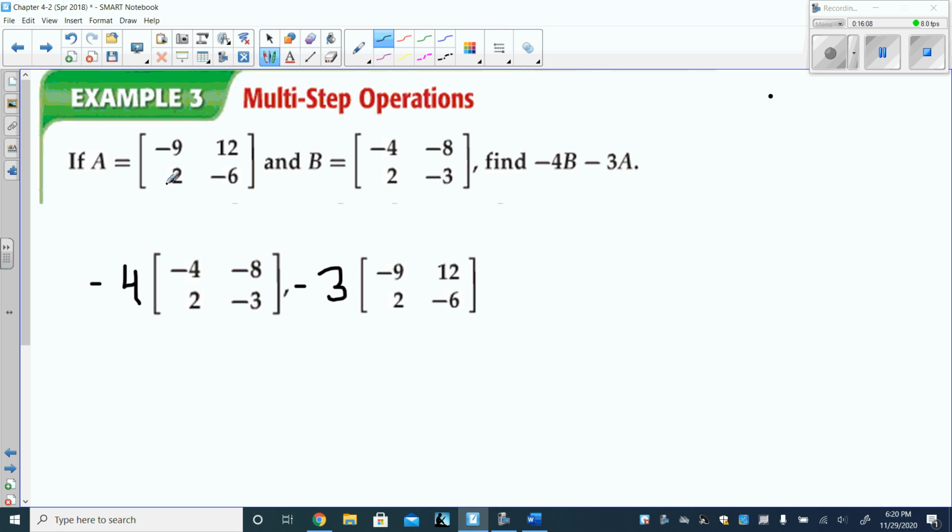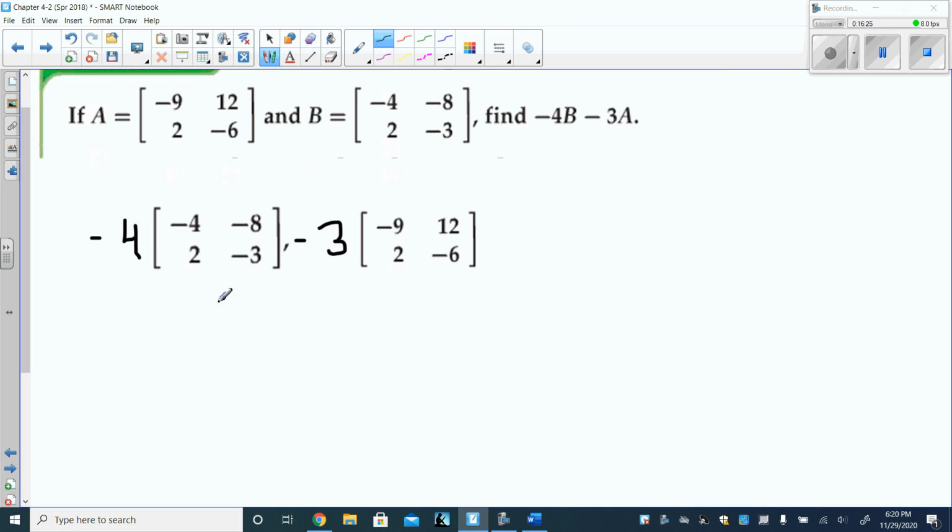And now because they're both 2 by 2s, they're both the same dimensions, we can add and subtract. Scalars, it doesn't matter about dimensions, but again, we're adding and subtracting the matrices together, so they still have to be the same dimensions. Now the first thing we can do is multiply by their scalars before we add or subtract. When I multiply by the scalar, we're just multiplying everything inside matrix B by negative 4.